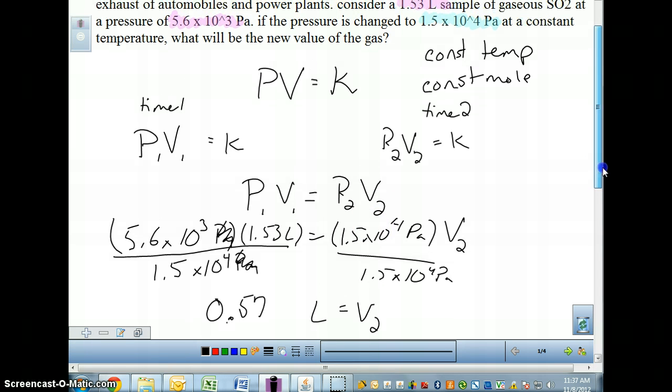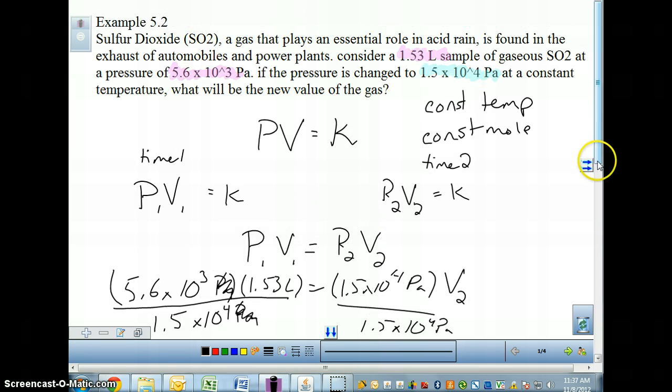Now, this can be done for any time where we have a constant temperature and a constant number of moles. Even though we've learned the ideal gas law, Boyle's law is simply a simpler version of the ideal gas law in which some things remain constant.